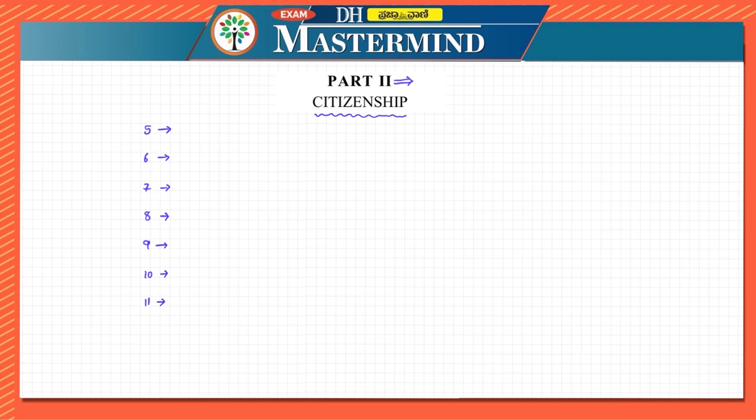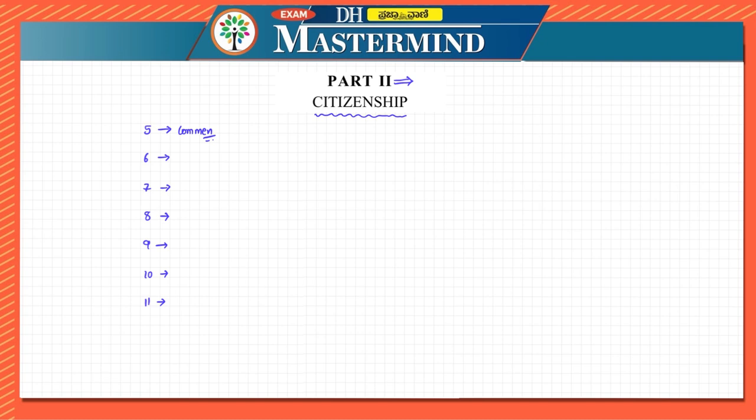Article 5 says about the citizenship when the Constitution had commenced, that is, when the Constitution came into place. At that point of time, whatever the conditions were, those are mentioned under Article 5. That is, who is born in the territory of India, either of whose parents were born in the territory of India, etc. We'll understand about those in detail, but I'm just giving you a brief.